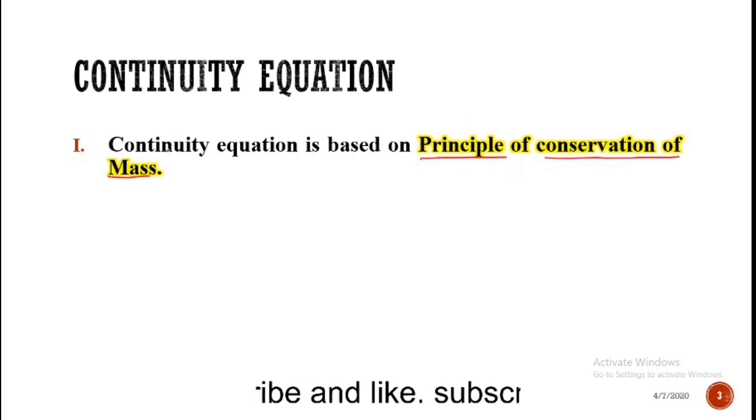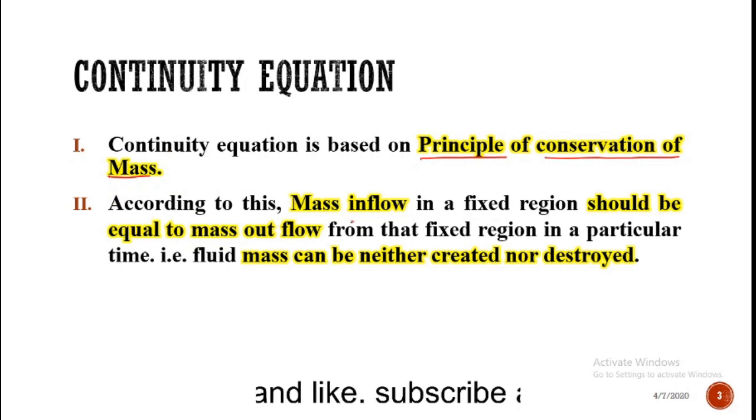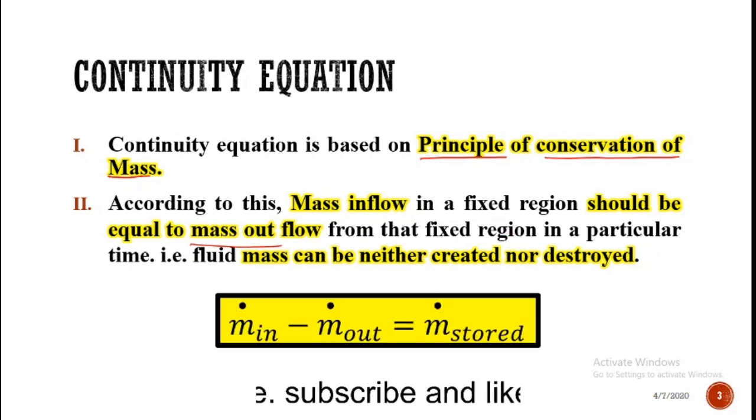So, what does it mean? It means whatever mass flows into a fixed region should be equal to the mass flowing out. The mass cannot be created nor destroyed. If you understand this, this is the basic conservation of mass equation. By using this equation, we can derive the continuity equation.